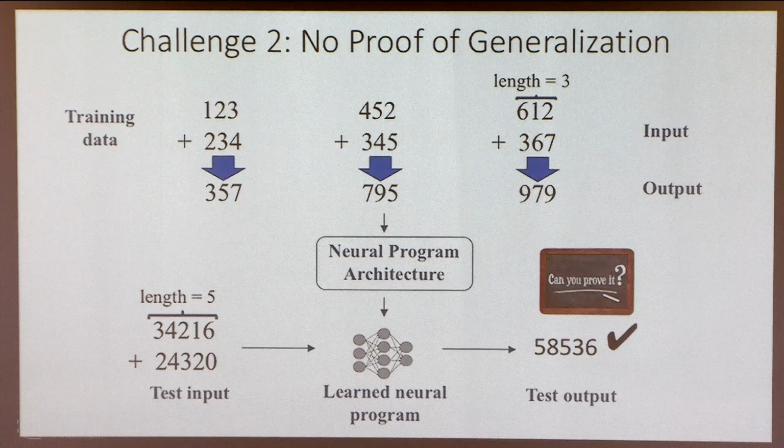Challenge number two is that even if you empirically observe that the learned neural program has perfect generalization on all your test data, you still have no proof of generalization. Even after it can sort 100 numbers, you still don't know how the neural network would perform when you want to sort 101 numbers. So the question is, how can we solve these challenges?